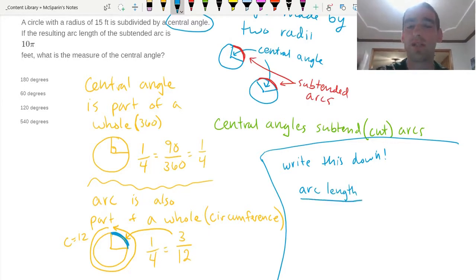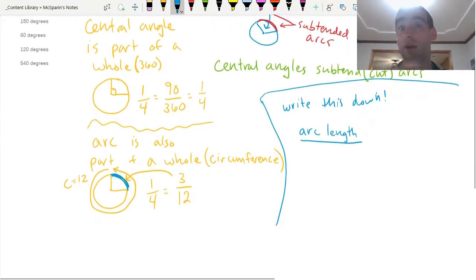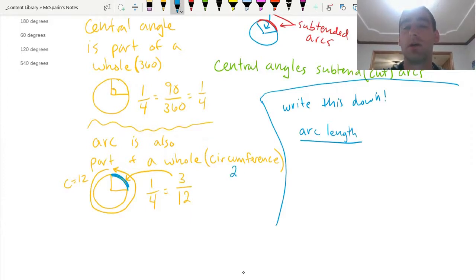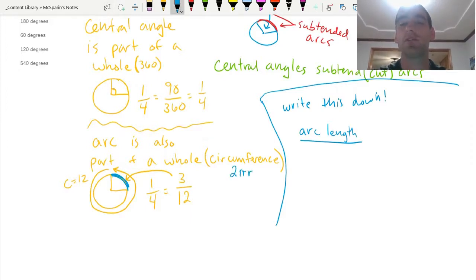The whole is the circumference. Now, we happen to have an equation for circumference. Circumference is 2 pi r. So instead of putting circumference on the bottom of that fraction, I'm going to put 2 pi r on the bottom of that fraction.